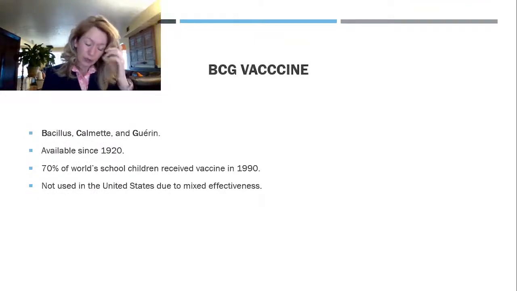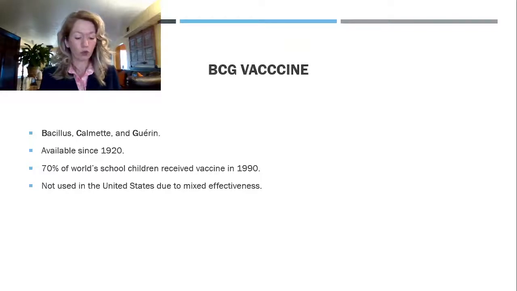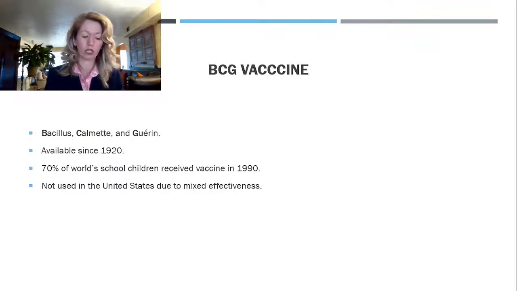In 1990, it was estimated that 70% of the world's school children received the BCG vaccine. This name is from Bacillus Calmette-Guérin. French scientists Calmette and Guérin isolated the bacillus of M. bovis, Mycobacterium bovis, the causative agent of bovine tuberculosis, and made an avirulent version by artificial cultivation over a long period of time.